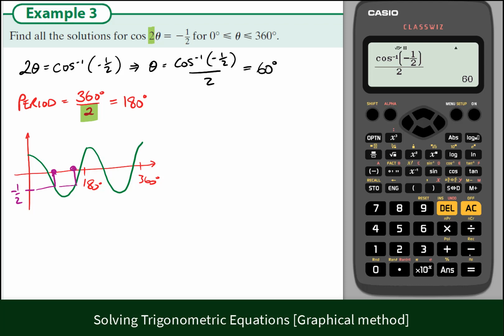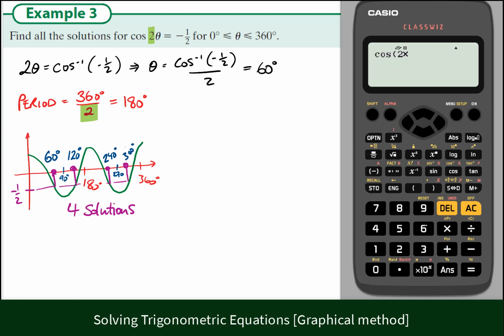What values will give an output of negative a half? We can see that there's 4 solutions to this, and we have maybe an idea where these 4 solutions might be. Now we know one of the solutions already is 60 degrees. The minimum point of the curve is at 90 degrees. 60 is 30 degrees below 90, so by symmetry there's another point 30 degrees above 90, which is 120. The next minimum happens at 270. So if we go 30 below and 30 above 270, it gives us the other 2 points, 240 and 300.